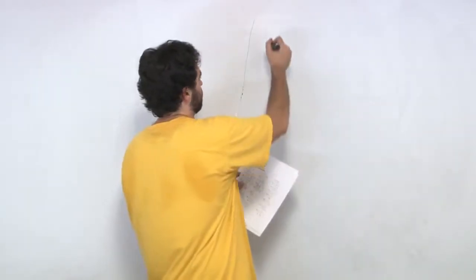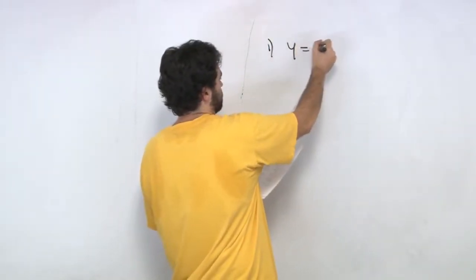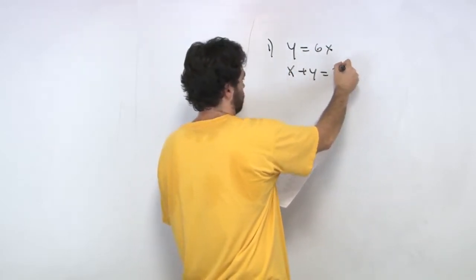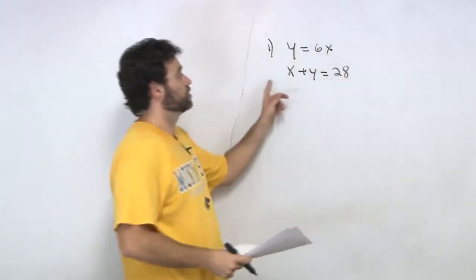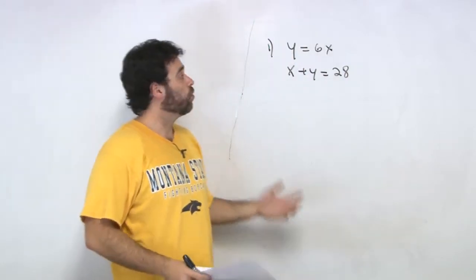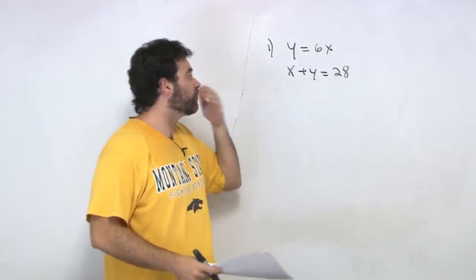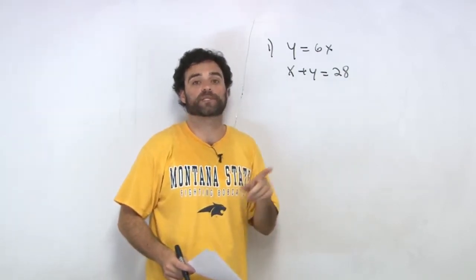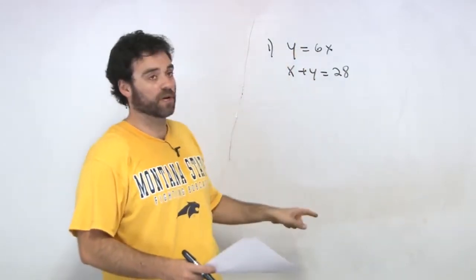So we're looking at solving two equations with two unknowns. What are we talking about here? We say y equals 6x and x plus y equals 28. Okay, two equations, two unknowns. How are we going to solve for x? How are we going to solve these two simultaneous equations, which we call systems of equations?